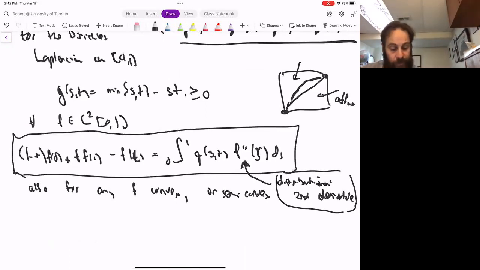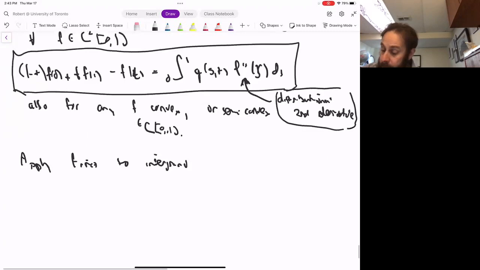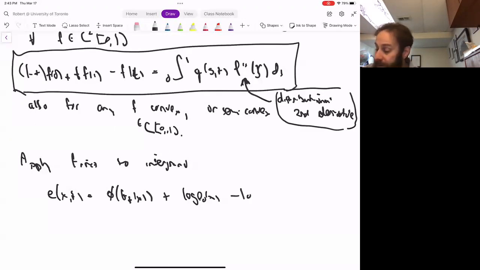So let me think this through once more. First I'm going to apply it to the integrand. Let's say continuous and convex. So apply first to the integrand. E of x t, which is something like phi of g t of x plus log rho, that's a constant we don't care about, minus the log determinant.